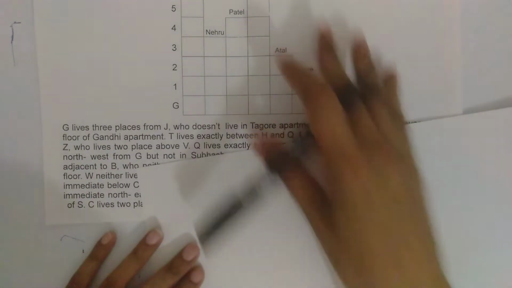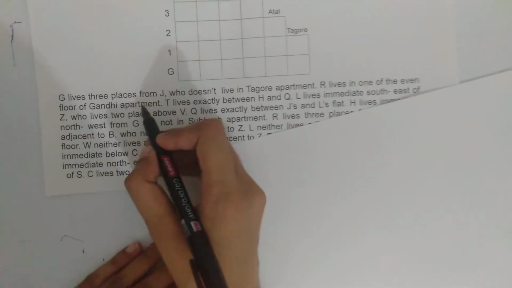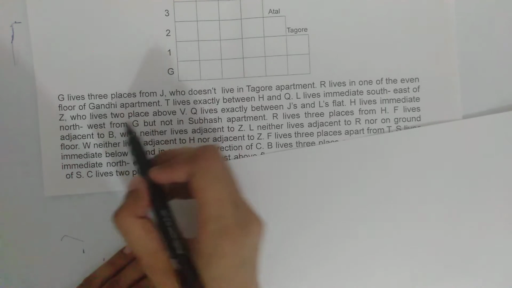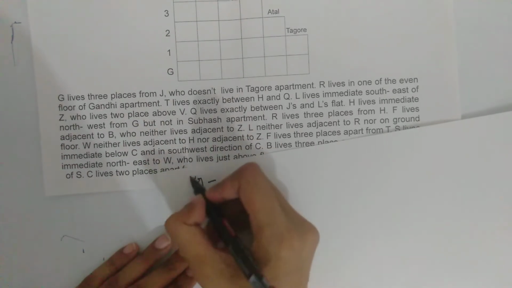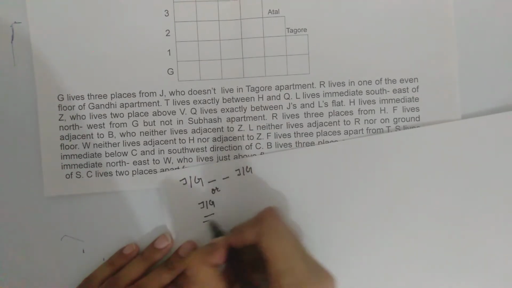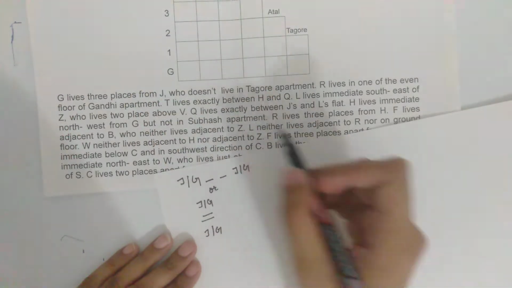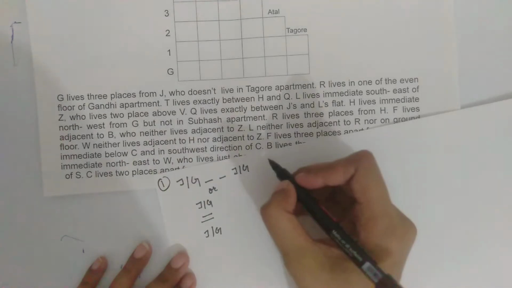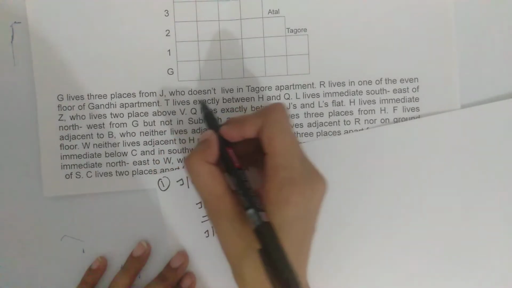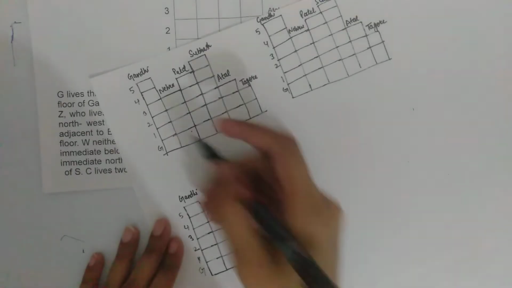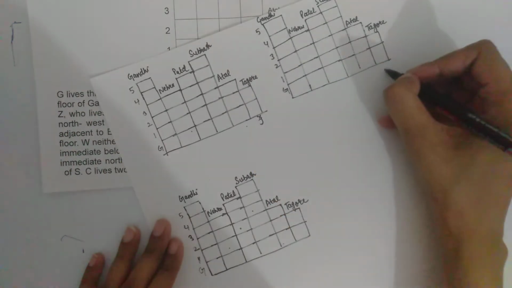Firstly, write down all the conditions. G lives 3 places from J. It means G and J have 2 places between them. It can be like this or like this, because it was given in the question that persons can either be east-west to each other or north-south to each other. Next, J does not live in Tagore apartment.